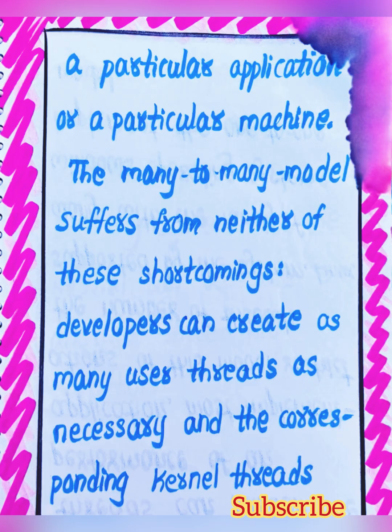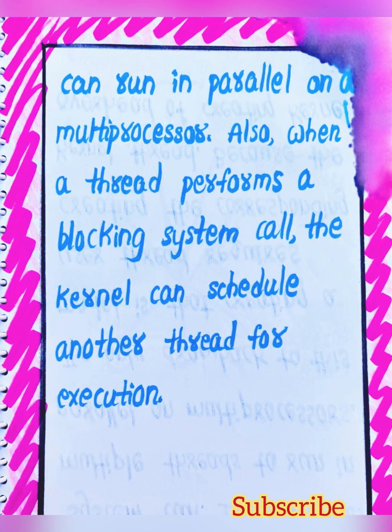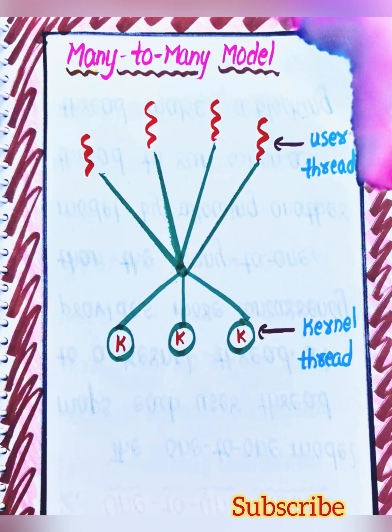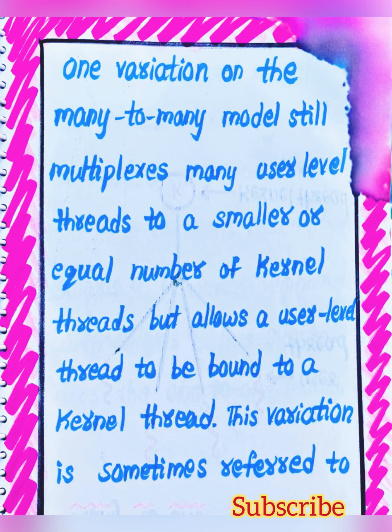Developers can create as many user threads as necessary, and the corresponding kernel threads can run in parallel on a multiprocessor also. When a thread performs a blocking system call, the kernel can schedule another thread for execution. Many to many model: user thread and kernel thread.